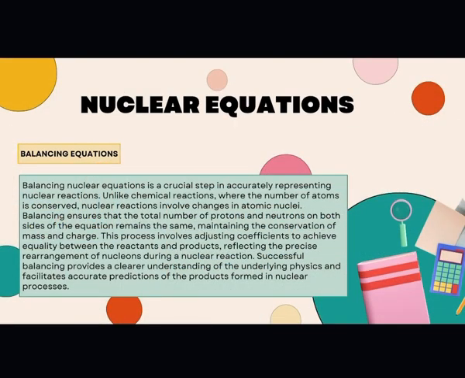Next, I'll be talking about nuclear equations, specifically balancing equations. So balancing nuclear equations is a crucial step in accurately representing nuclear reactions. Unlike chemical reactions where the number of atoms is conserved, nuclear reactions often involve changes in atomic nuclei. Balancing ensures that the total number of protons and neutrons, both mass and charge, on both sides of the equation remains the same, maintaining the conservation of mass and charge.